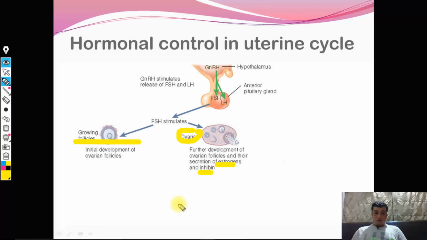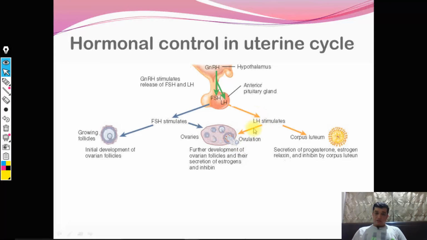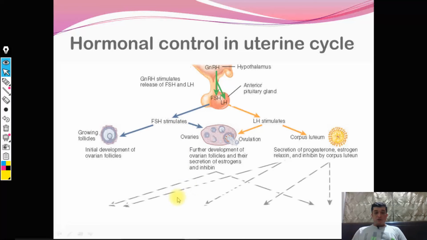Then it will lead to release of estrogen and inhibin. LH will also come into action once there is a rupture of the Graafian follicle, and it is under the influence of LH that ovulation will occur. So the LH surge is a very characteristic event that we have learned. LH also leads to development of the corpus luteum, which is why it is called luteinizing hormone. FSH, once released, leads to release of 2 hormones, estrogen and inhibin.